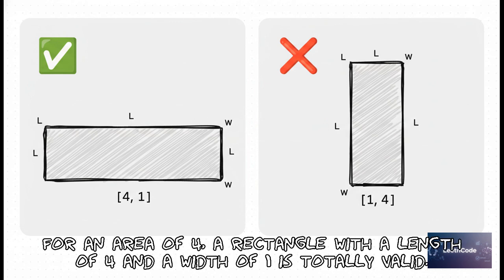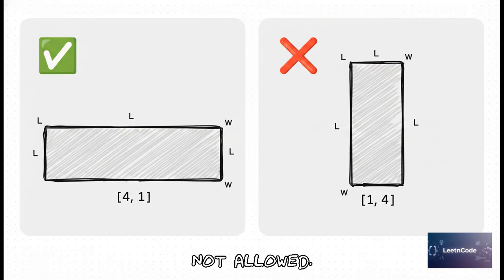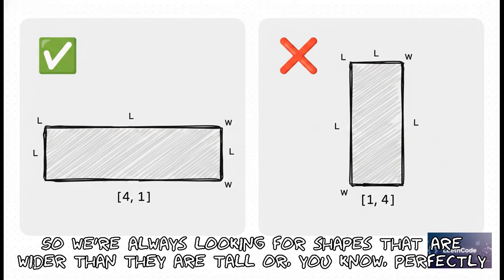So that second rule is clarified perfectly right here. For an area of 4, a rectangle with a length of 4 and a width of 1 is totally valid. But a tall and skinny one with a length of 1 and a width of 4, not allowed. So we're always looking for shapes that are wider than they are tall, or perfectly square.